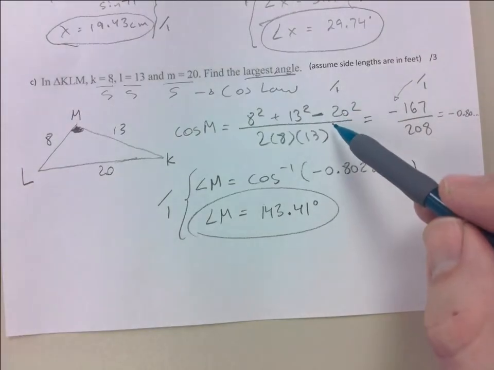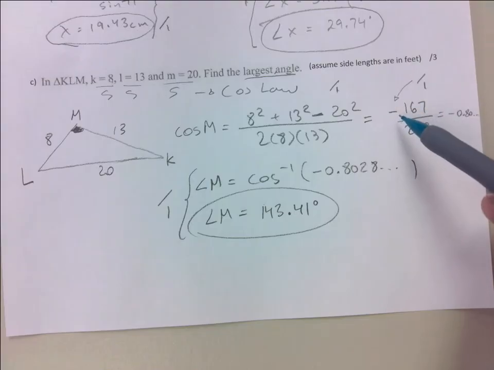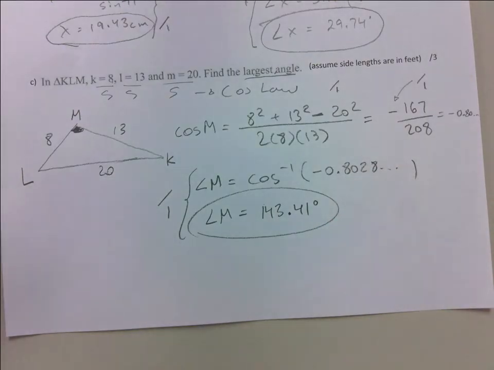So 1 mark for substitution. You just simply get a mark for getting a negative and letting it show, and then another mark for the work leading up to the final answer. So this page is worth 3 and 2 is 5 and 3 is 8.